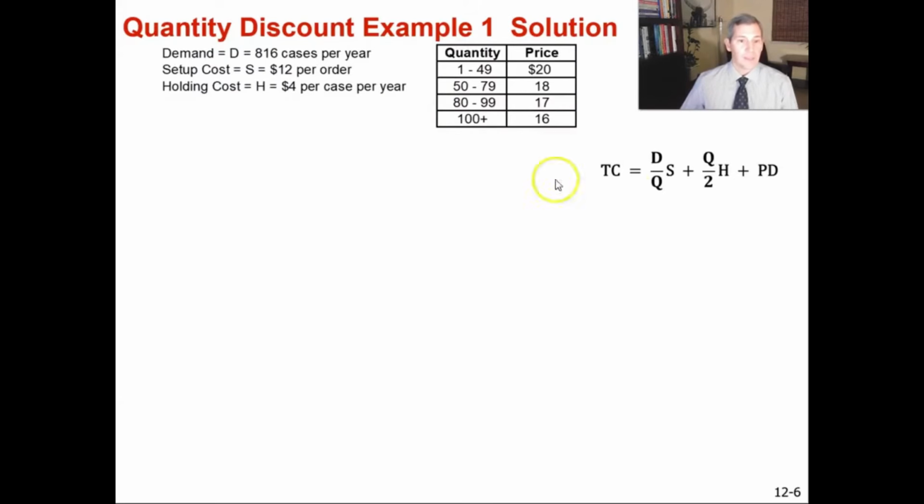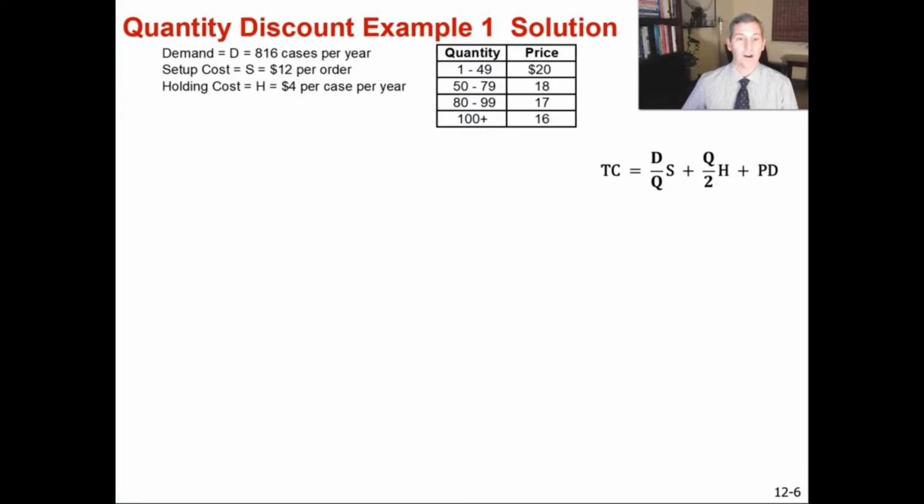So our formula is total cost. This is the same economic order quantity formula that you've seen. We're now adding the purchase cost at the end. This price break schedule was given to you. Okay, so 1 through 49 is $20, 50 through 79 is $18, and 80 through 99 is $17. The large orders of 100 plus are $16 per case. Your annual demand is 816 cases per year. Your setup cost was given, and that's $12 per order. Your holding cost was also given, and that's $4 per case.